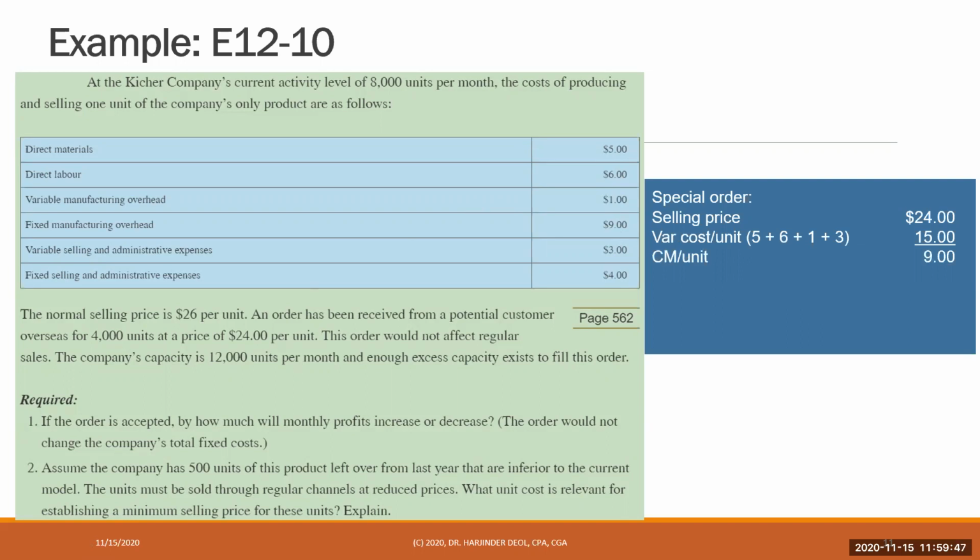Each unit will bring in contribution margin of $9, and the order is for 4,000 units. $9 times the 4,000 units is additional contribution margin of $36,000. With no change in fixed costs, all of the $36,000 of additional contribution margin will be reflected as additional operating income. So we'll have $36,000 of additional operating income if we were to accept this special order.